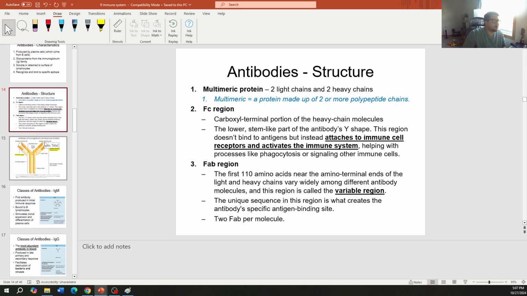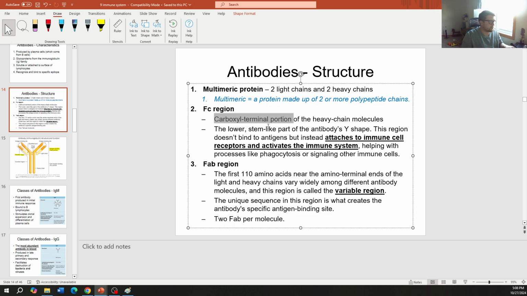They are multimeric proteins. Remember, multimeric means kind of like that quaternary form. They're made up of 2 or more polypeptide chains. Specifically, they have 2 light chains and then 2 heavy chains. A lot of this is just the specific anatomy, I guess you could say, of our antibodies. We have 2 regions. We have an Fc region and we have a Fab region.